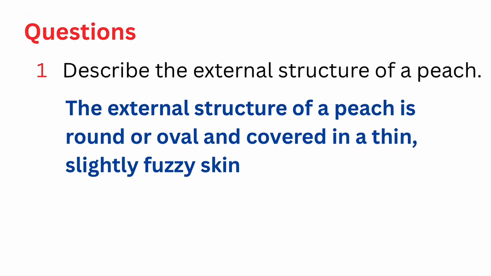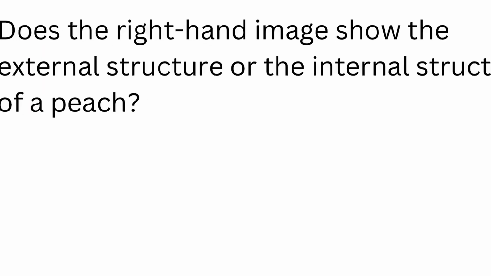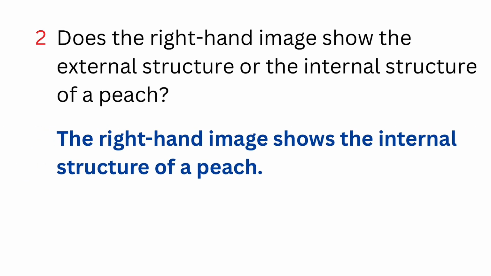The external structure of a peach is round or oval and covered in a thin, slightly fuzzy skin. Question number 2. Does the right-hand image show the external structure or the internal structure of a peach? The right-hand image shows the internal structure of a peach.